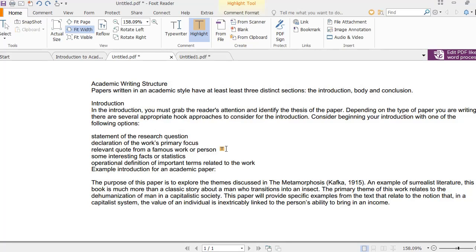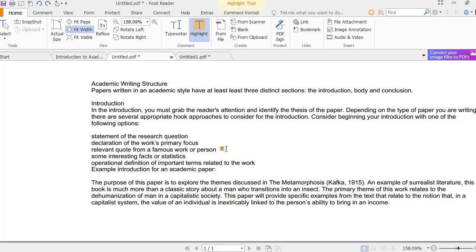Depending on the type of paper you are writing, there are several appropriate hook approaches to consider for the introduction. Consider beginning your introduction with one of the following options: statement of the research question, declaration of the work's primary focus, relevant quote from a famous work or person, some interesting facts or statistics, or operational definition of important terms related to the work. Example introduction for an academic paper.